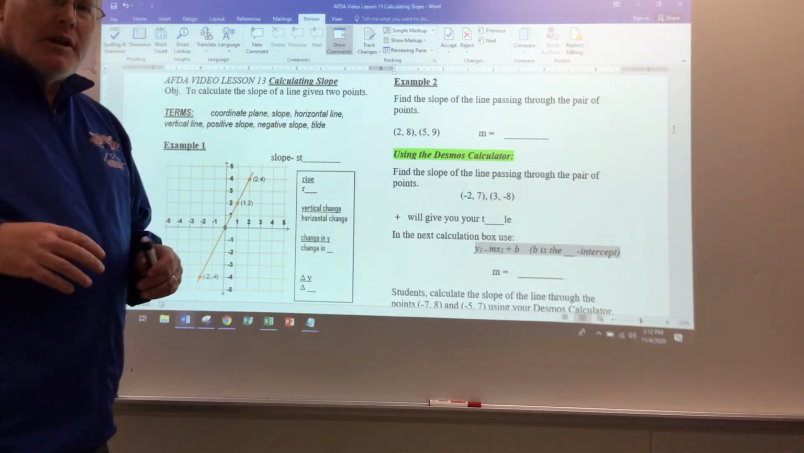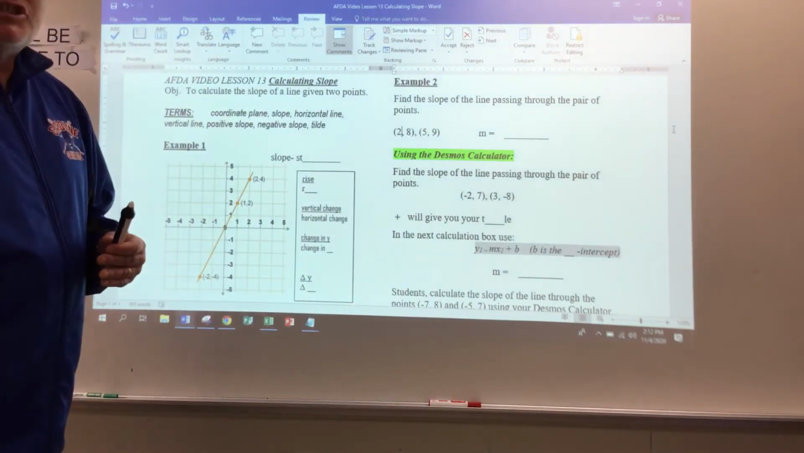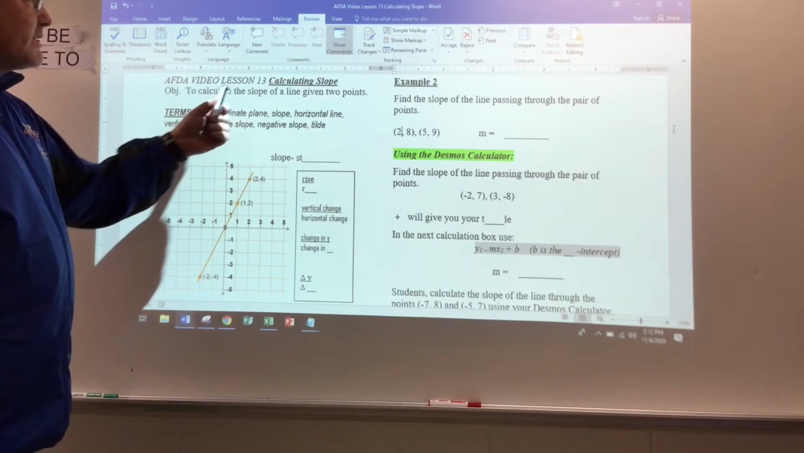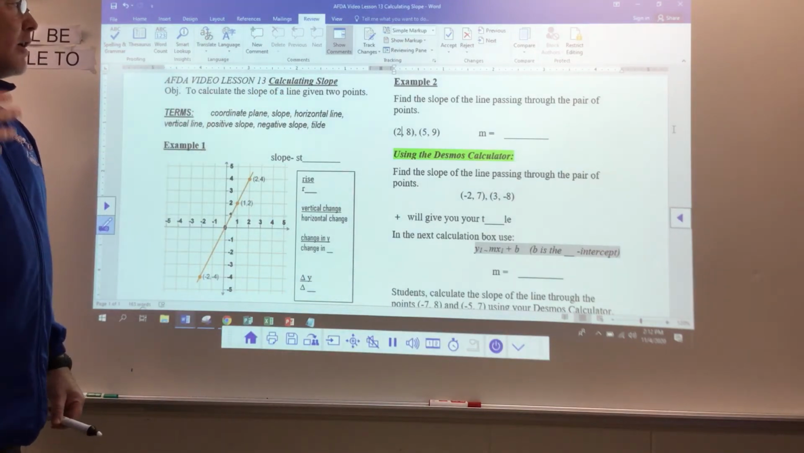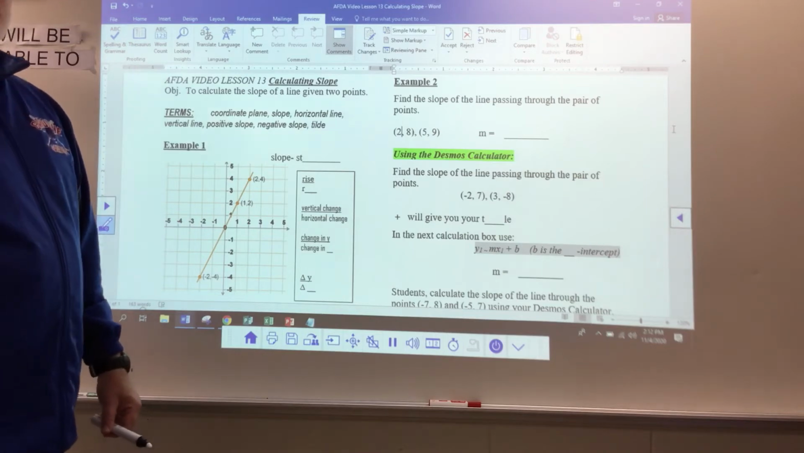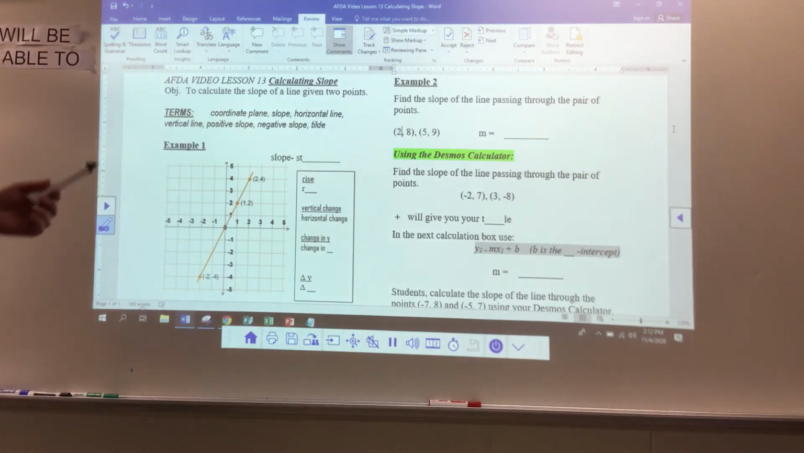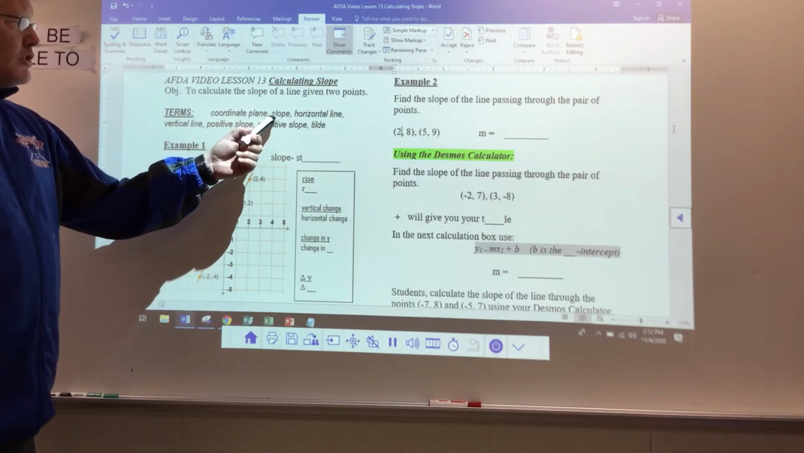Today we're going to be talking about possibly a new topic, or something that's new for us this year. You've probably been exposed to it in Algebra 1, and that's calculating slope. We want to be able to calculate the slope of a line given 2 points, or maybe even the line itself. So terminology we have today, you guys know about the coordinate plane, this word slope.